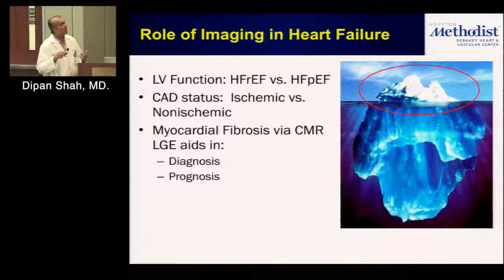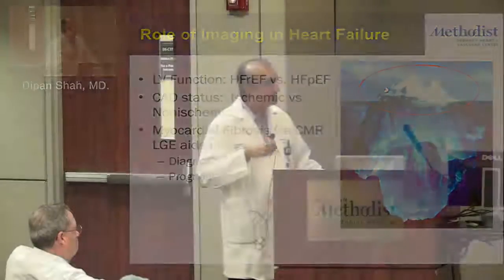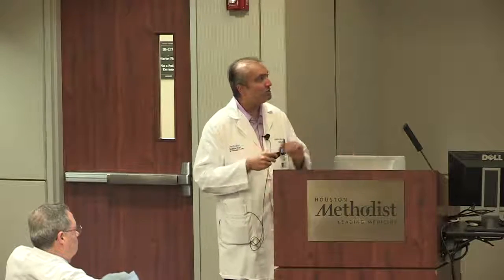So to wrap up, what is the role of imaging, and specifically CMR? I think it's, one, to help you distinguish HFpEF from HFrEF. Second, to identify whether it's ischemic versus non-ischemic cardiomyopathy. And then the late gadolinium enhancement findings, with the administration of gadolinium, aid in both diagnosis and prognosis, and potentially may even help to alter prognosis.